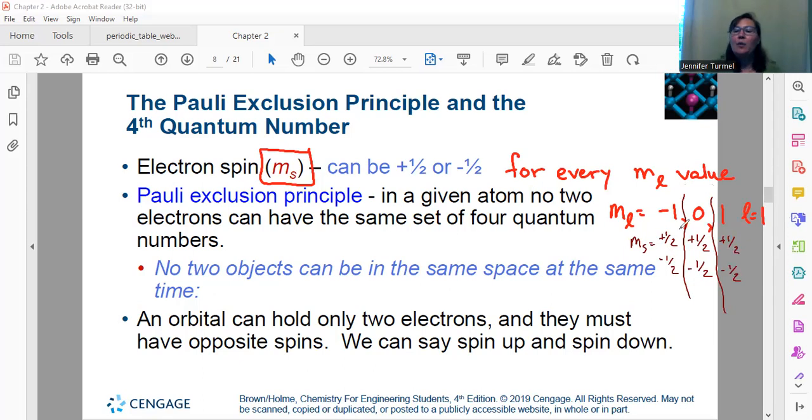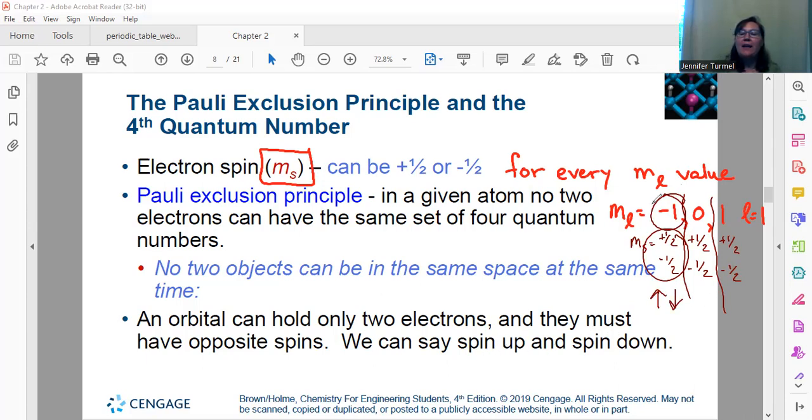Okay. And what these are is that means half of the electrons are positive, half of the electrons are negative. And a lot of times what we do is we say, okay, every M sub L value, this is an orbital, and these are the 2 electrons in that orbital. And you'll see this in a minute. They have spin up and spin down. Okay, right here.